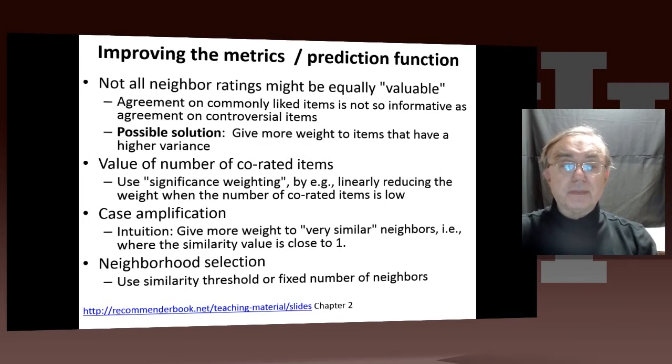Controversial items might require more weight, because agreeing on those is a more interesting thing than agreeing on the commonly liked items. This is the long tail idea. So when the number of items which are rated in common by the different users is small, you may wish to not consider that so seriously. And you don't necessarily use similarity as the measure.